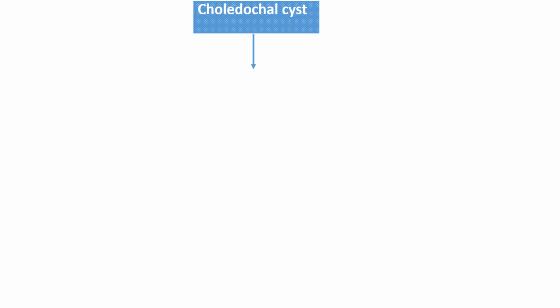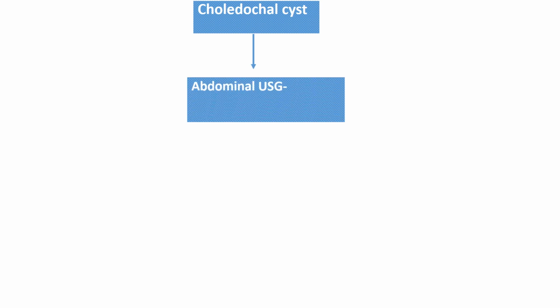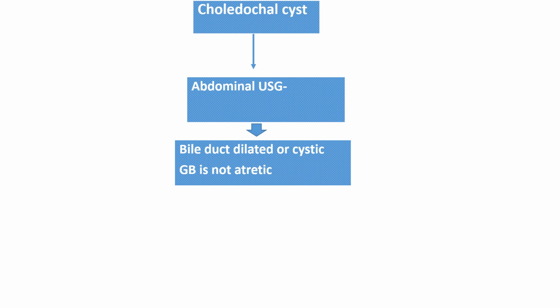Now, obstructive causes. In choledochal cyst, if you go for the abdominal USG after 4 hours of fasting, you will find that the bile duct is dilated or cystic, and the gallbladder will be visible. It is not atretic.